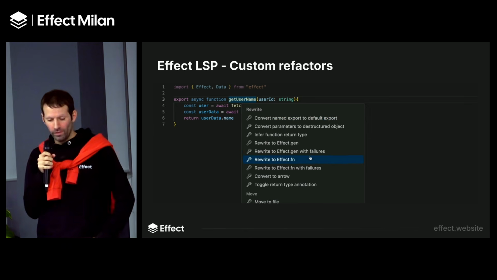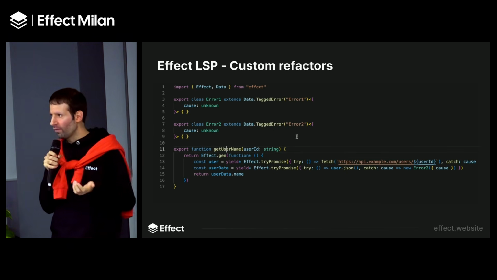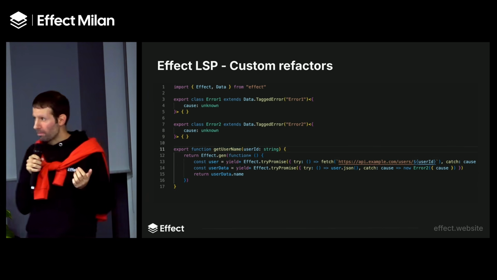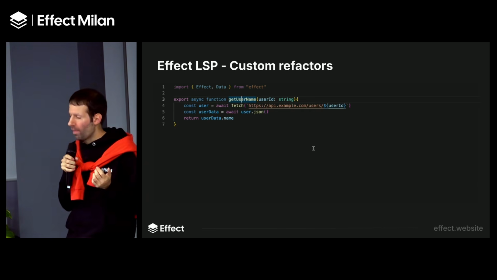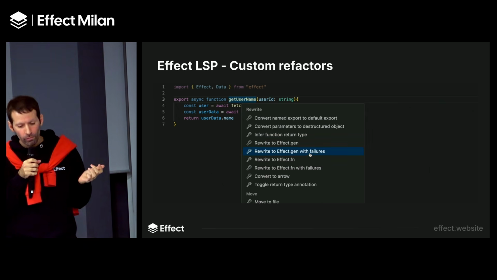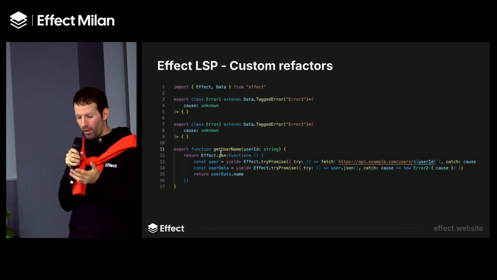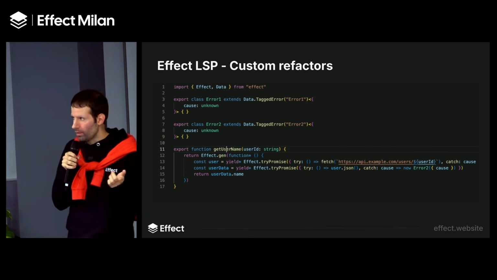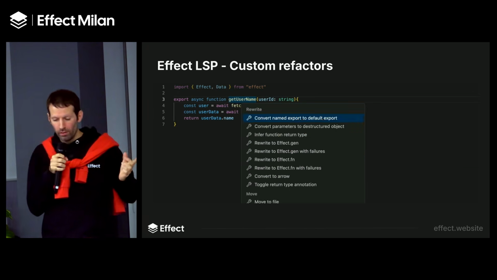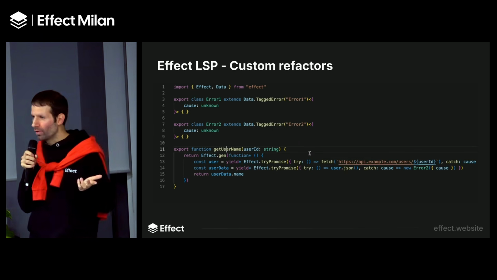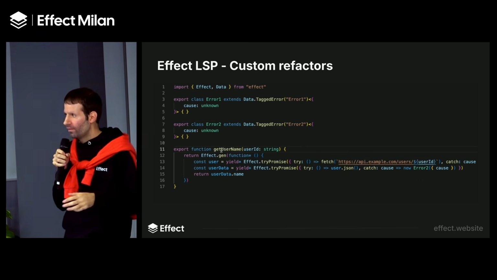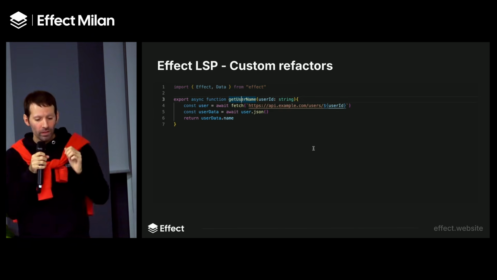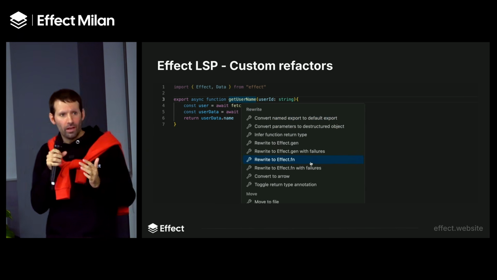But there are also things like custom refactors. So if you are thinking about adopting Effect, you may be happy because the LSP, for example, has refactors that allow you to transform any async await function into an Effect. And it already stubs out the errors for you. So you can just say, okay, rewrite that to Effect, then you get some errors with some bogus names, you give them more meaningful names, and you get Effect code.